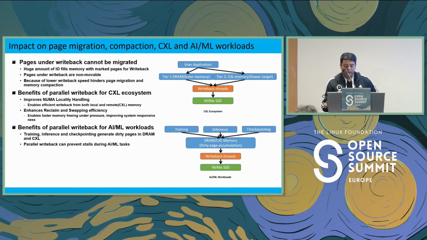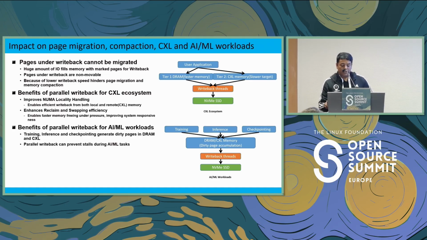Now, parallel writeback with the CXL ecosystem. With the CXL ecosystem, we get a tiered memory approach, where DRAM is the faster memory and the CXL memory is generally the slower target. But the dirtying of pages happens for both DRAM memory and CXL memory. So the flushing of pages from DRAM memory or CXL memory is done in a faster way using the write-back threads. So it enhances the reclaim and the swapping efficiency also.